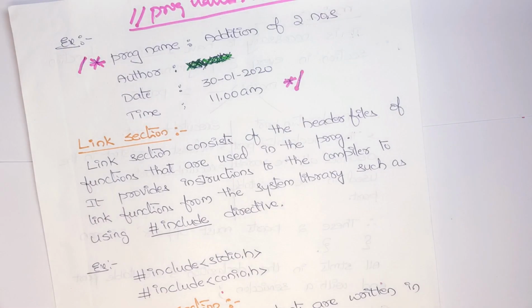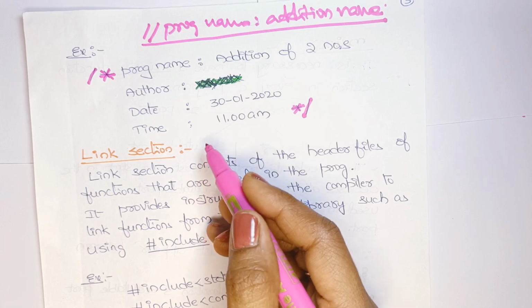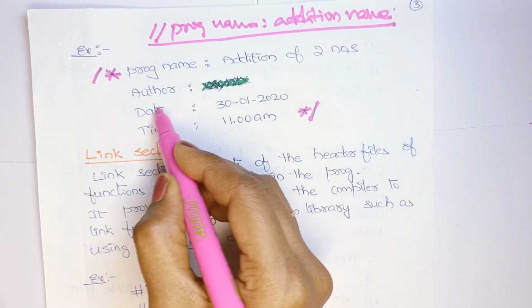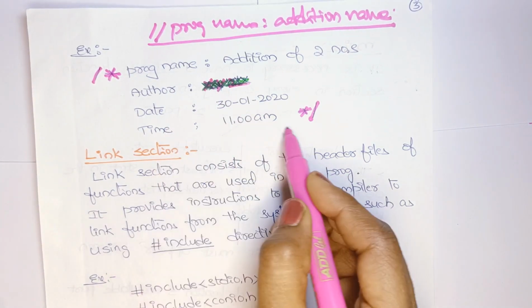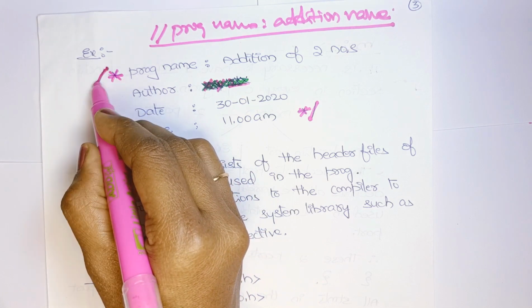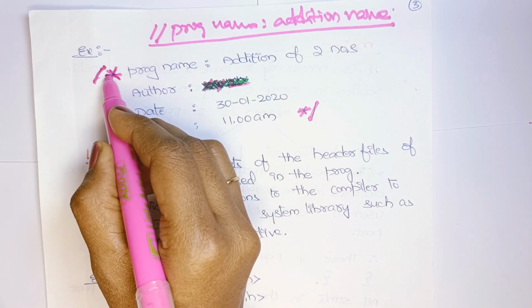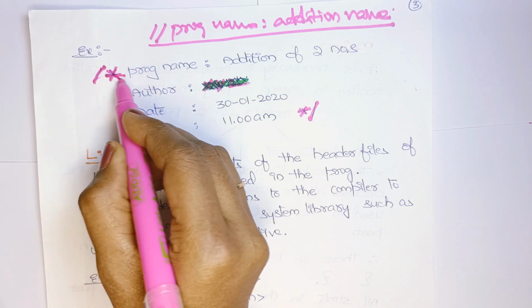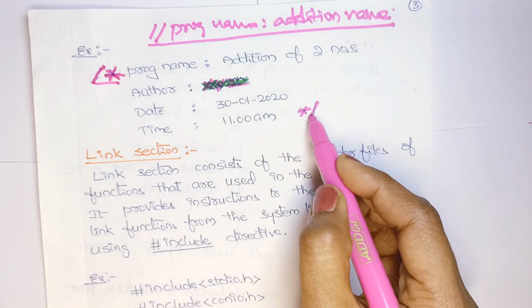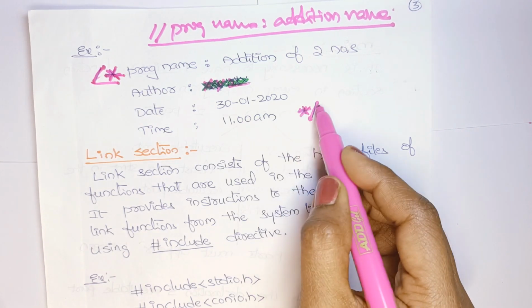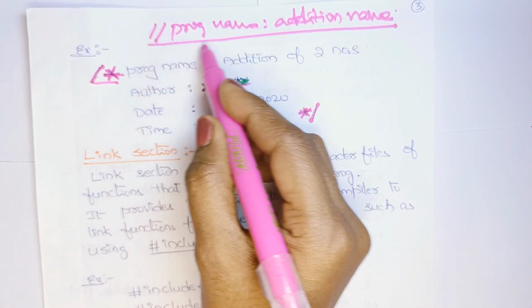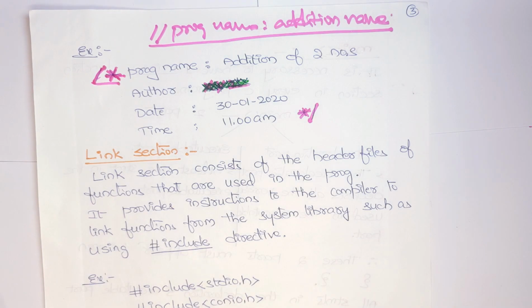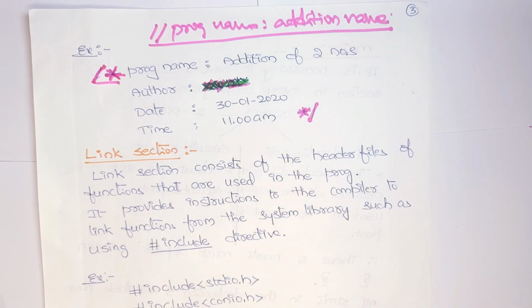For example, these are the comment lines. Here the program name is addition of 2 numbers, then the author name; anything you can mention, for example some XYZ, date, time. If there is more than one comment line in the program, you need to mention /* at the beginning of the comment and the same */ at the end. If there is only one comment line, you can mention // followed by the program name. This is optional. If you want to write it in the program you can, otherwise you can leave it.